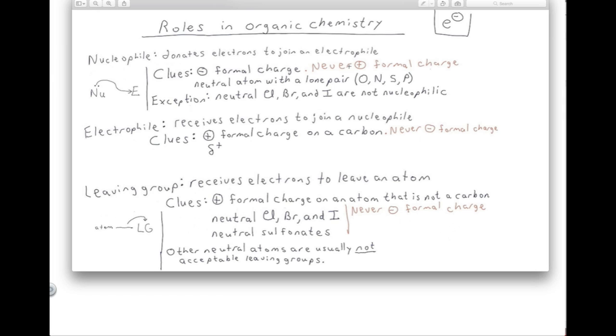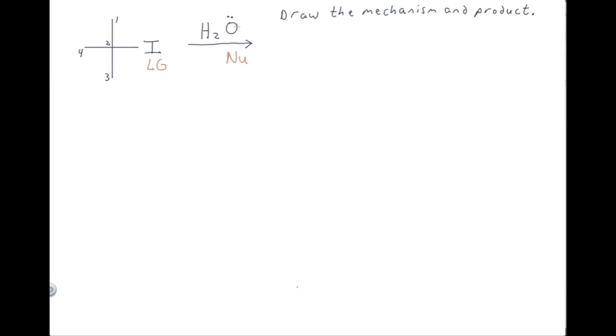In the first video in this series, we saw that when there's no negative formal charge, a neutral atom with a lone pair, such as neutral oxygen, can be used as the nucleophile. So that's what we're going to do here. We can identify our alpha carbon is carbon 2 because that's the carbon that is attached to the leaving group.